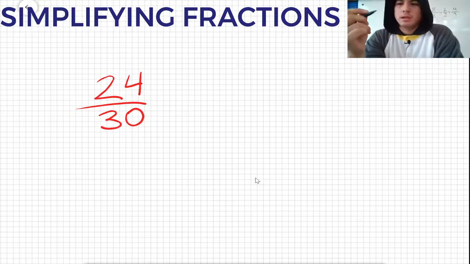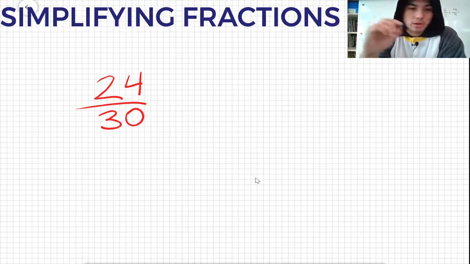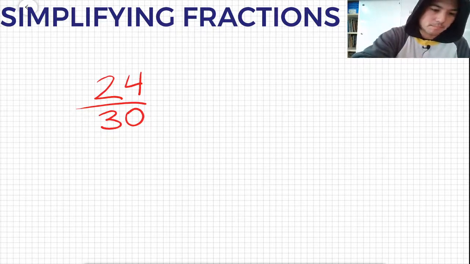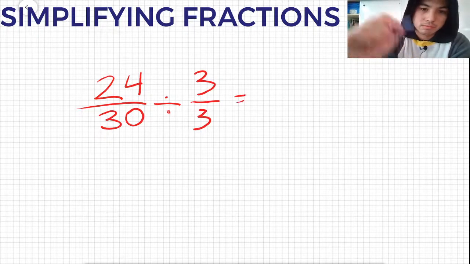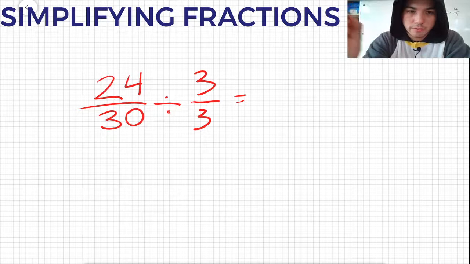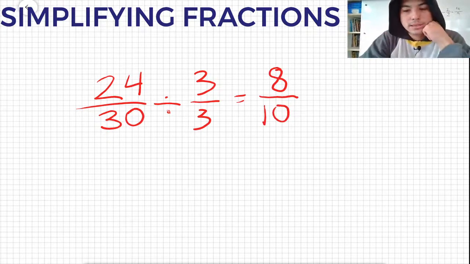Well, if you can't think of anything right away, and you know you can simplify it one way, go for it. So let's divide this by 3/3, because we know that's going to work. Okay, 24 divided by 3 equals 8. And 30 divided by 3 equals 10. So then we simplified to 8/10.